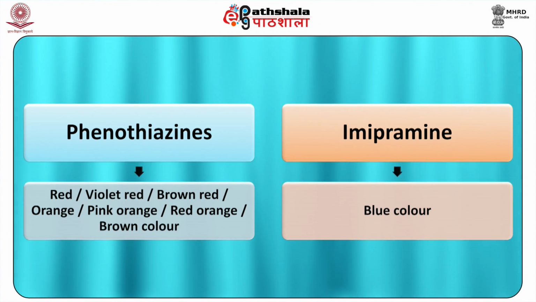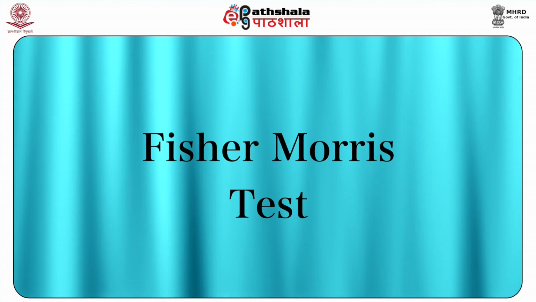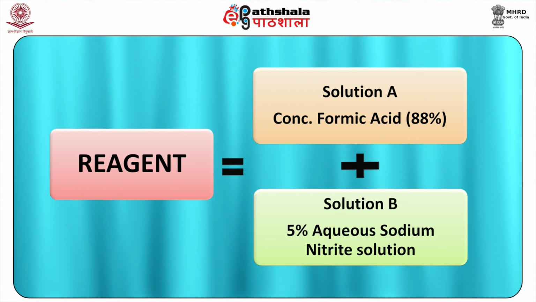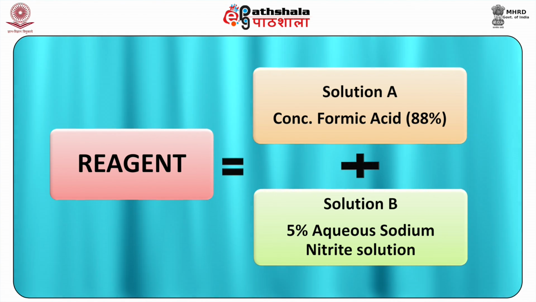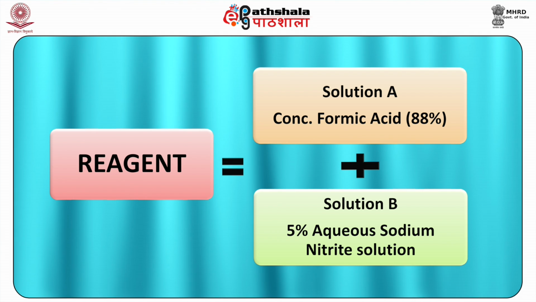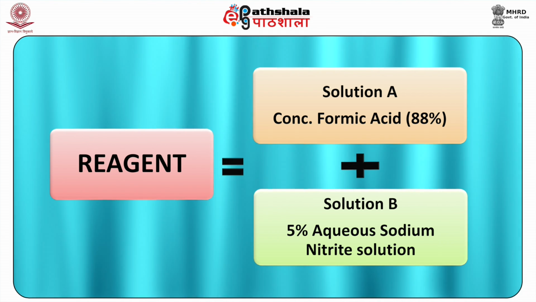Next comes the Fischer-Morris test. For preparation of reagent, in reagent A we have concentrated formic acid, and in case of reagent B we have 5% aqueous sodium nitrite solution. 5 drops of reagent A and 3 drops of reagent B are added to the sample. After 2 minutes, 15 drops of chloroform are added and color of layers are observed. Heroin, diphenhydramine, diazepam can be detected by this Fischer-Morris test.